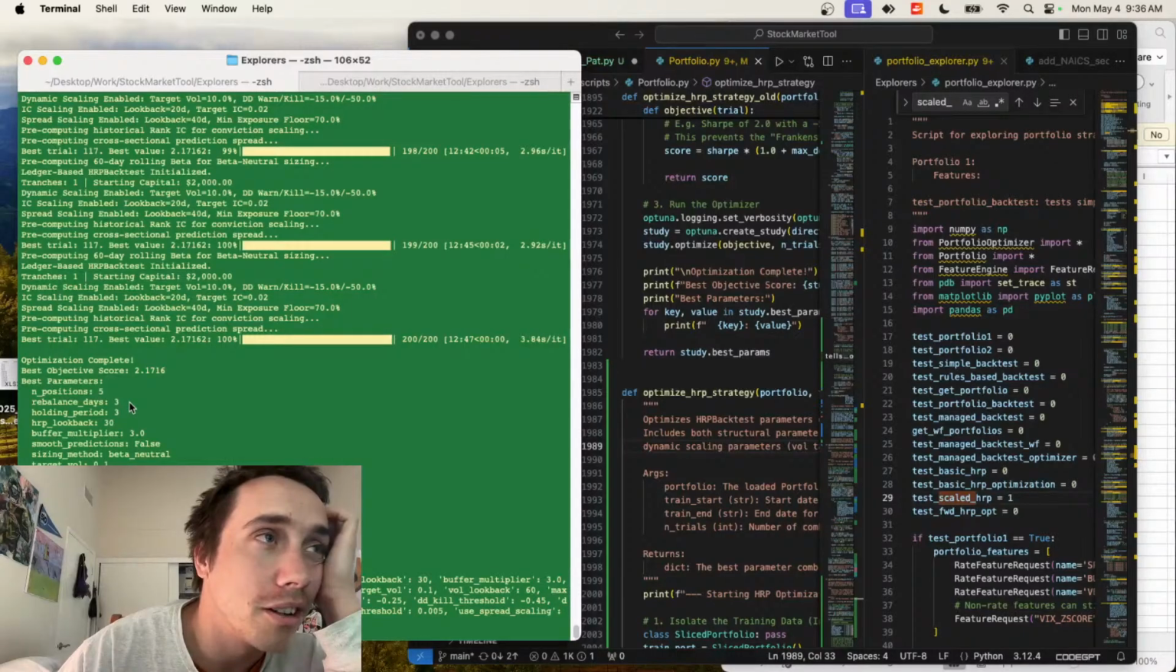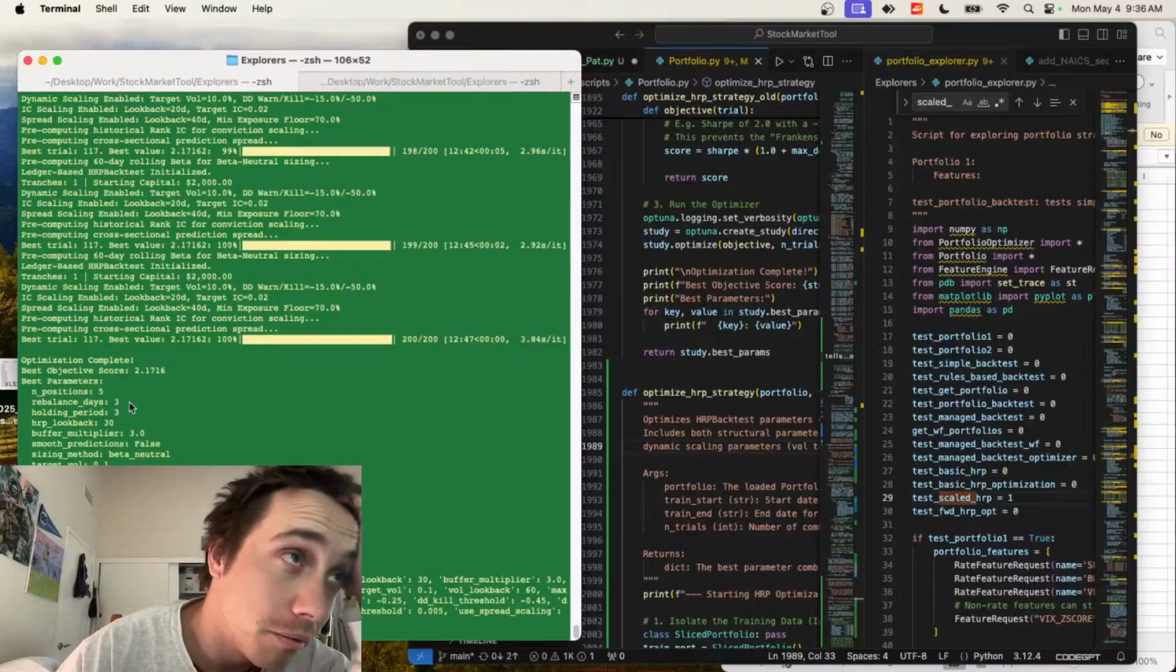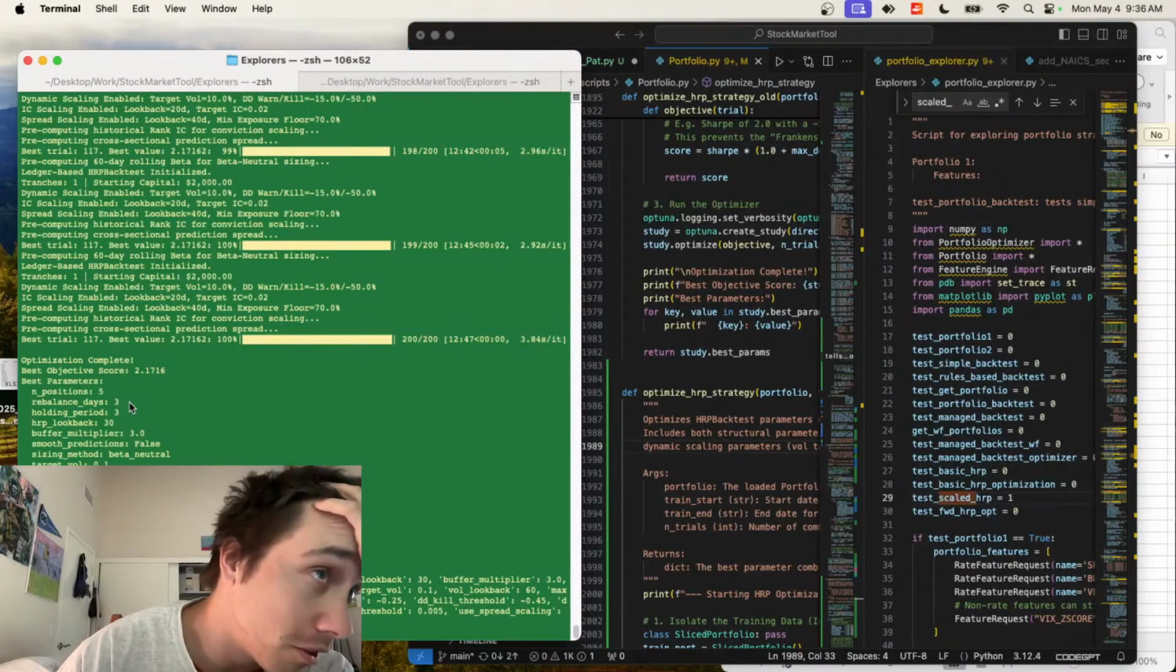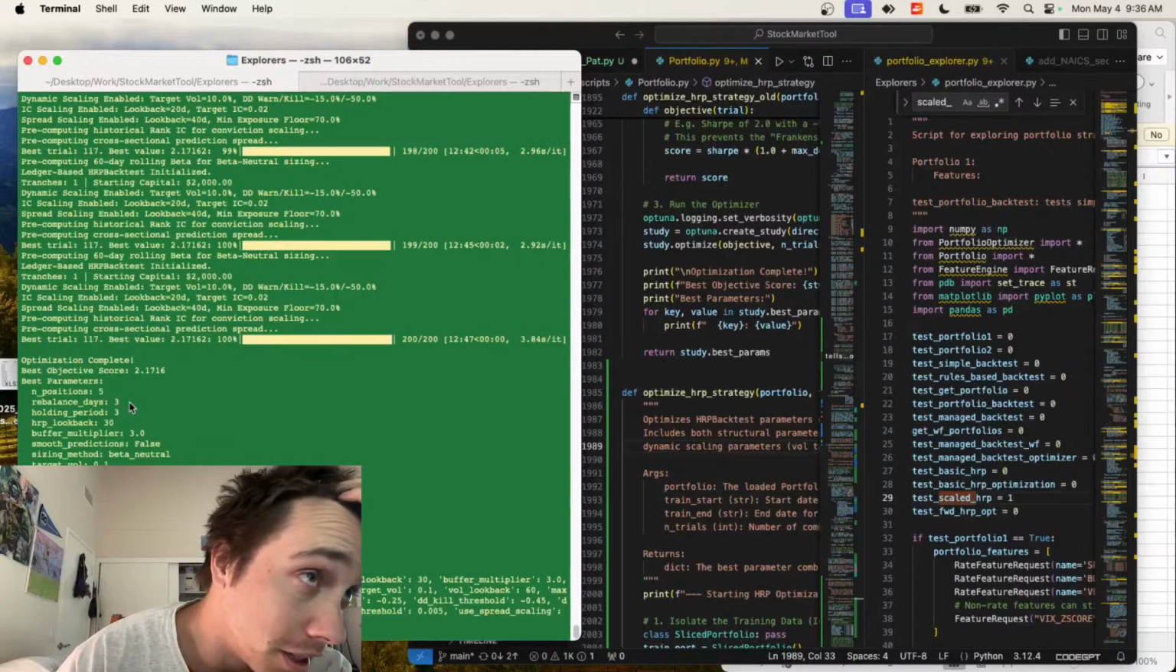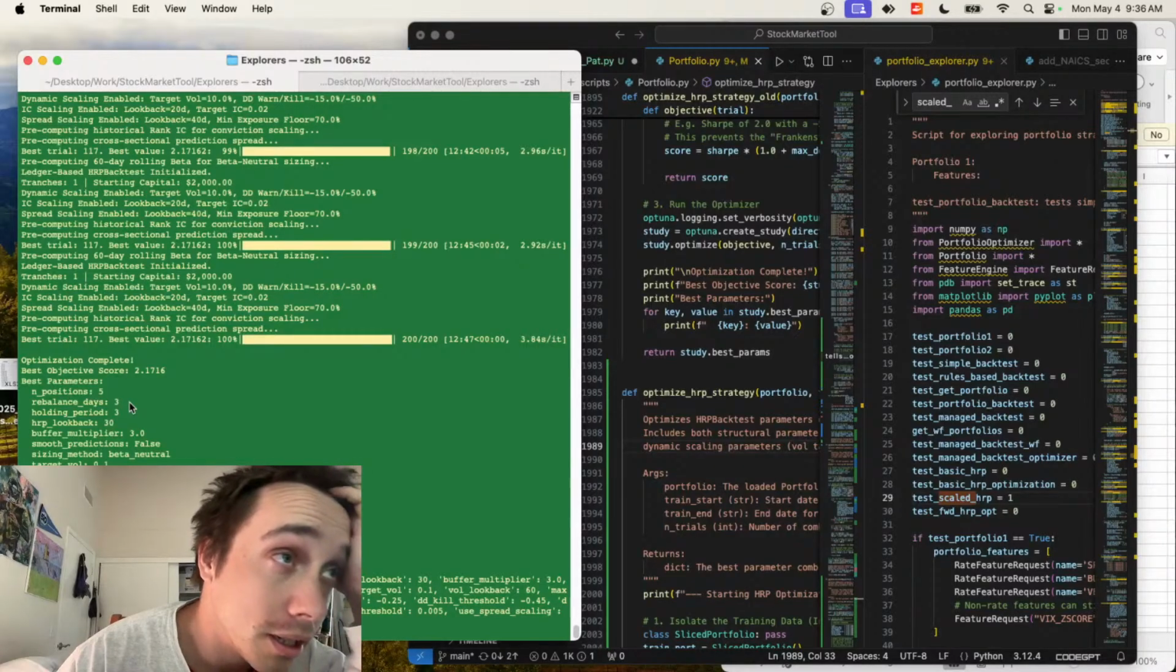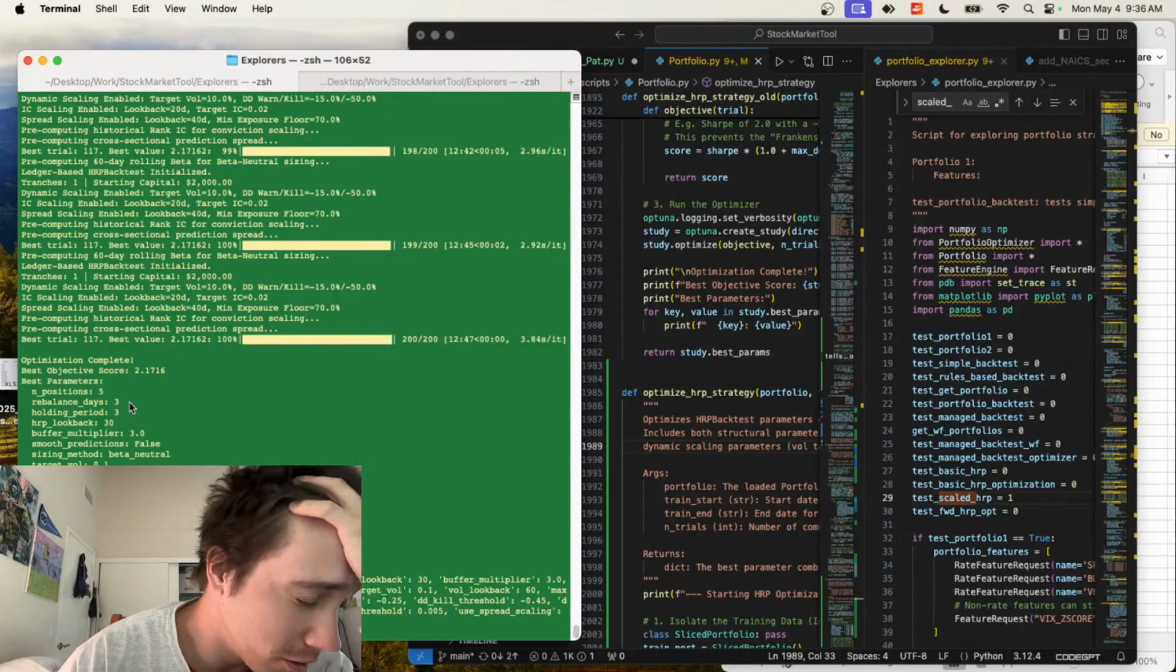Now, 3 rebalance days, hold for rebalance every 3 days, hold for 3 days. HRP look back 30 days, very short. Buffer multiplier 3. Smooth predictions, false. That's how it was before. Buffer multiplier is way bigger, though. Sizing method's different. Target volatility is right in the middle.